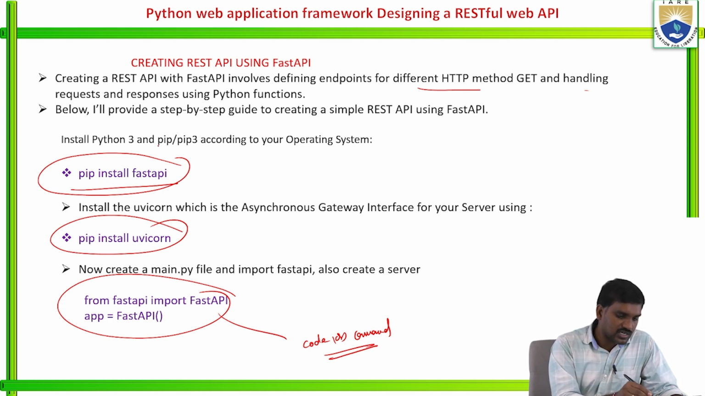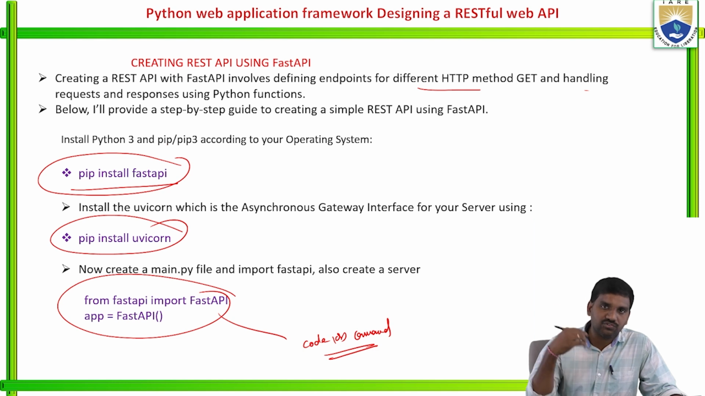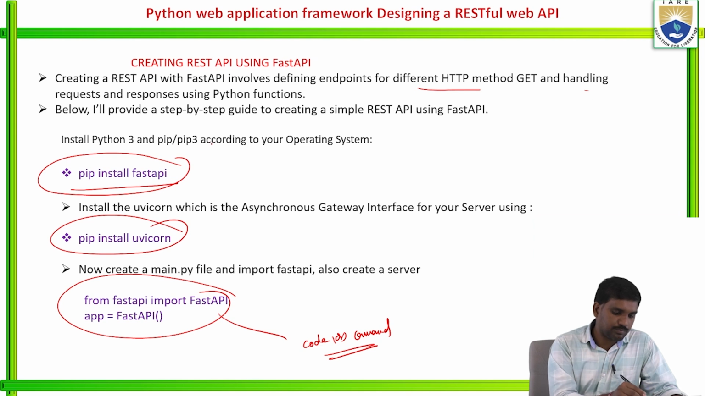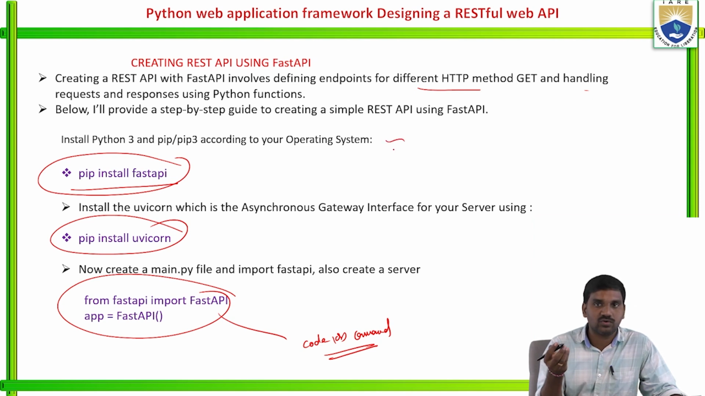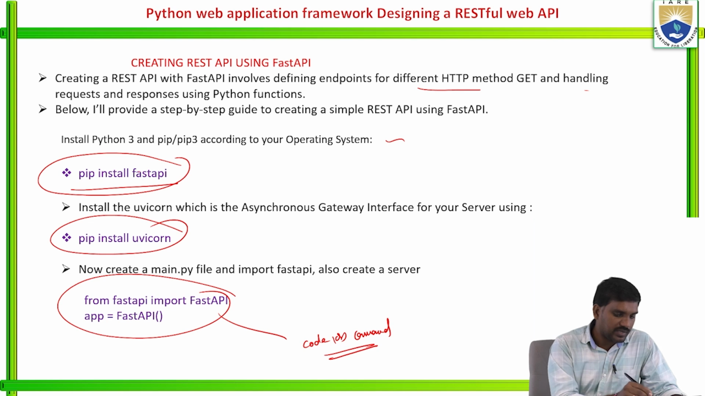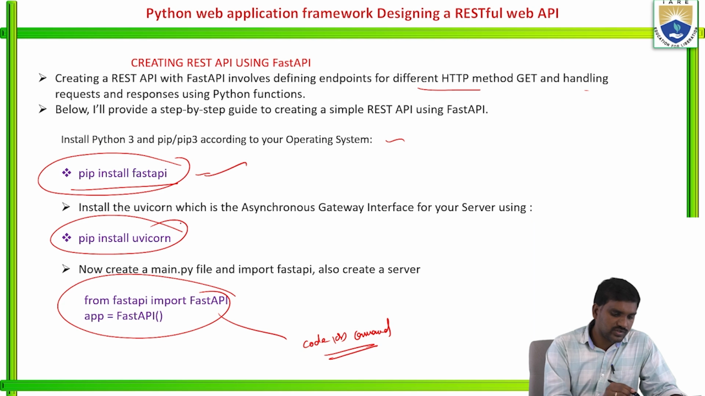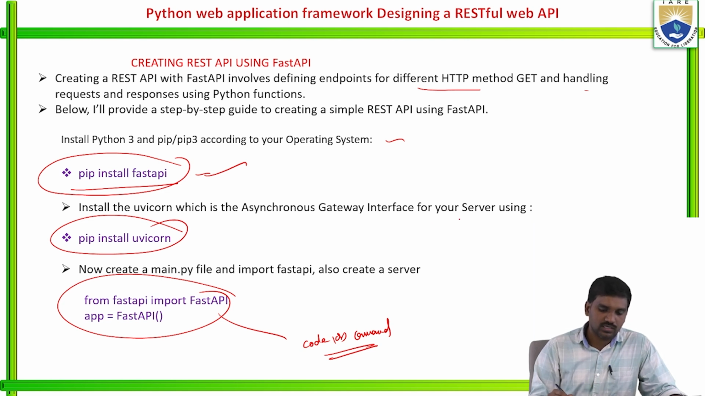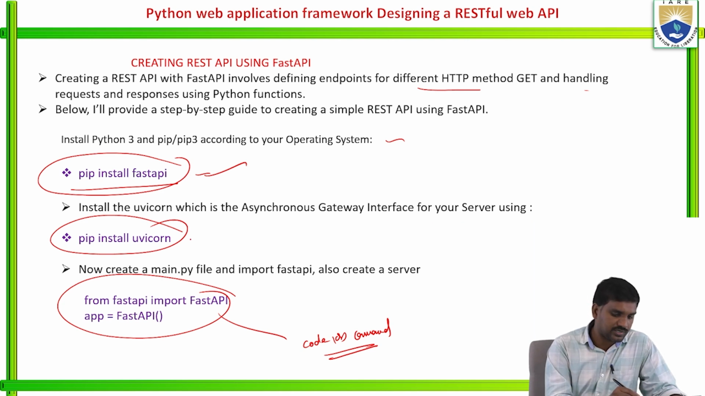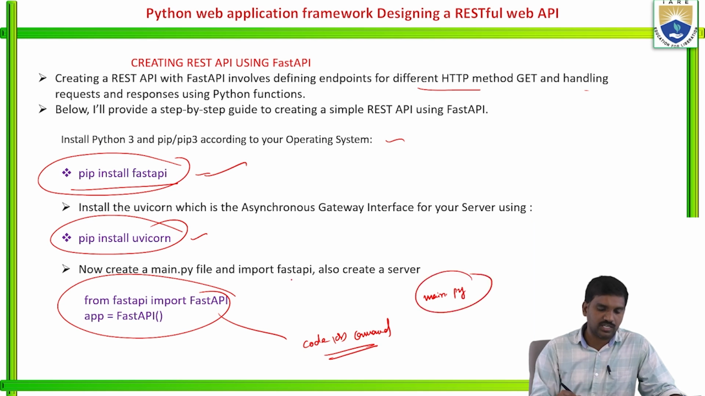The first step, install Python 3 in order to develop. Before that, we first have to install Python. We already know Python 3 and pip3, based on your operating system. You can install whichever Python version is supported by your operating system. Then pip install fastapi, that is the first step. Install Uvicorn, which is an asynchronous gateway interface server, using pip install uvicorn also. Now create a main.py file and import FastAPI also.